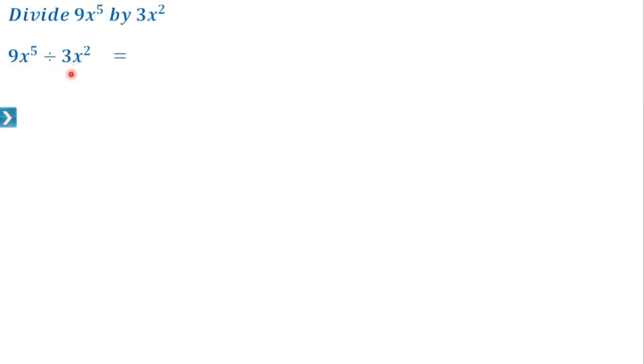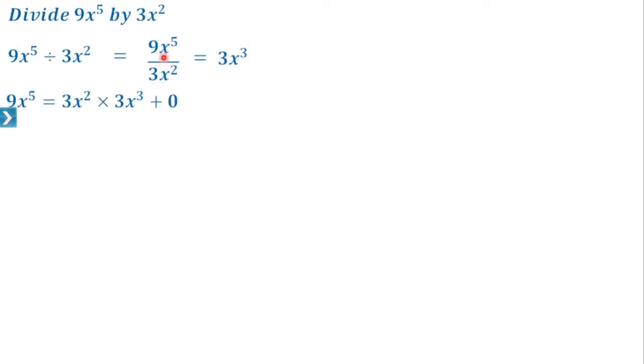9x to the power 5 by 3x to the power 2. Here, while dividing monomials, constant should be divided by the constant and variable should be divided by the variable. Here 9 by 3 is 3, x to the power 5 by x to the power 2. Here we have to apply the law of exponents. While dividing exponents, we have to subtract the powers. Bases are same, so subtract the powers. So 3x to the power 5 minus 2, that is 3x cubed.